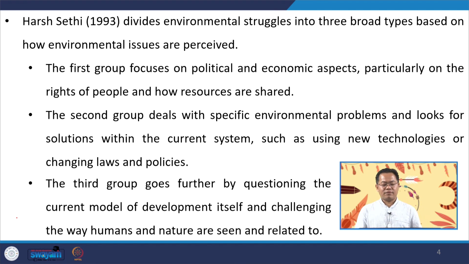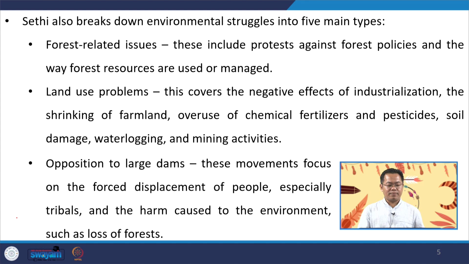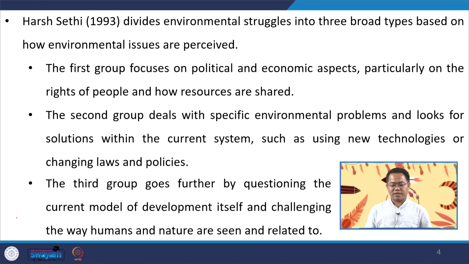Now, in the case of the first, for instance, the political and economic aspects, particularly on the rights of people. Now, you can see that in India, the question of environmental damage is something which is very important, because in India we have a lot of people who are directly dependent on natural resources for their livelihoods. Whether it is communities who are living in the coastal regions, whether they are pastoralist communities, whether they are communities who are directly dependent on land.